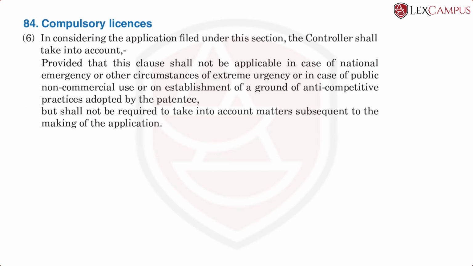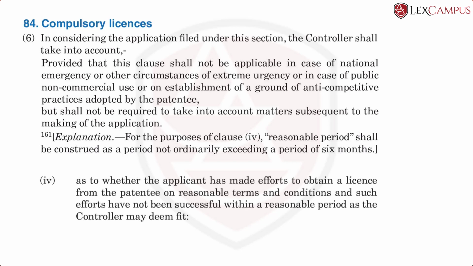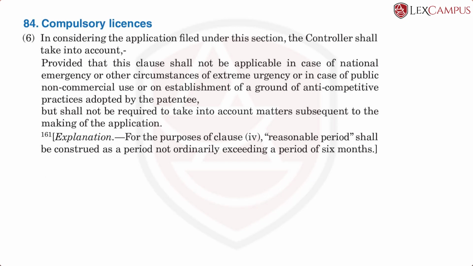So, once an application is made, the controller will not look at any change in circumstances after the application is made, rather he will look at the events before making the application. There is an explanation: for the purpose of clause 4, reasonable period shall be construed as a period not ordinarily exceeding 6 months. So, the reasonable period under this section shall be understood as 6 months. So, the effort to seek a license should not have been successful within a period of 6 months.